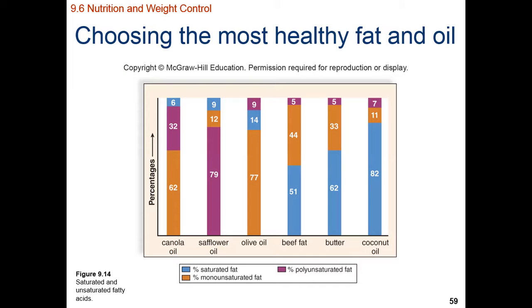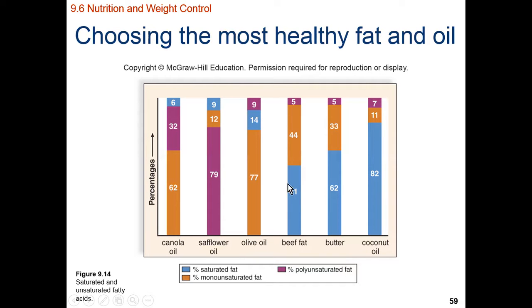As we look at the breakdown of the different sources of fat, canola oil has mostly monounsaturated fat with some polyunsaturated fats. Olive oil is also the same way. Olive oil has lots of monounsaturated fats with some polyunsaturated as well. If we look at sunflower oil, this is going to have mostly polyunsaturated fats.